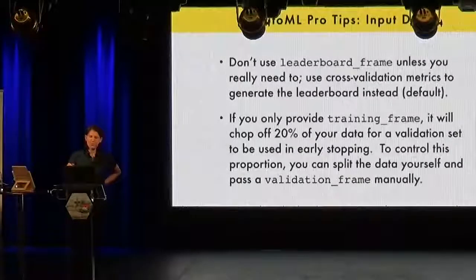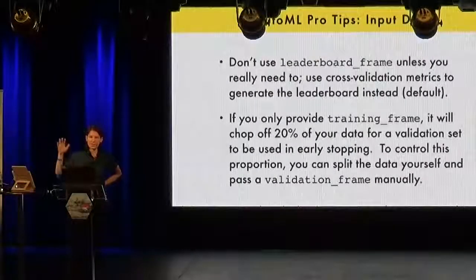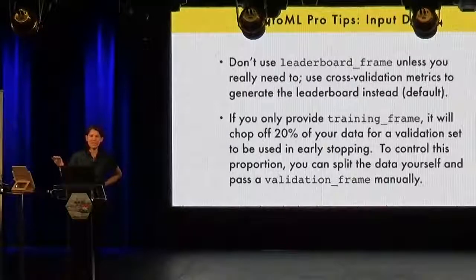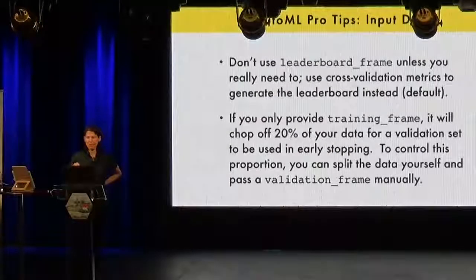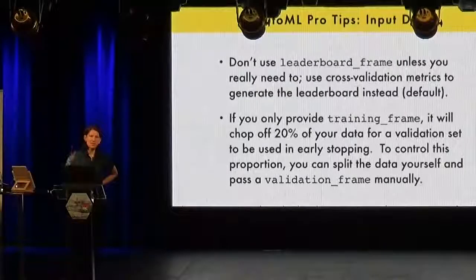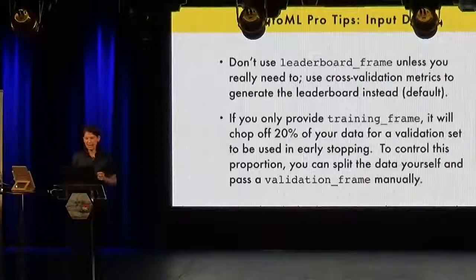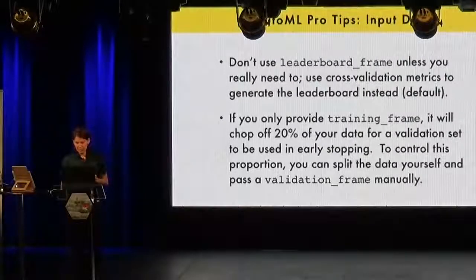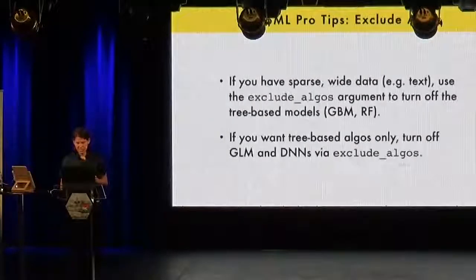And then the leaderboard frame is something, if you want to score the leaderboard on a particular set of data, then you can use the leaderboard frame argument, but I wouldn't recommend that. I would recommend using the default, which is cross-validated metrics, because then you don't waste any data just to score. So those are those two tips.